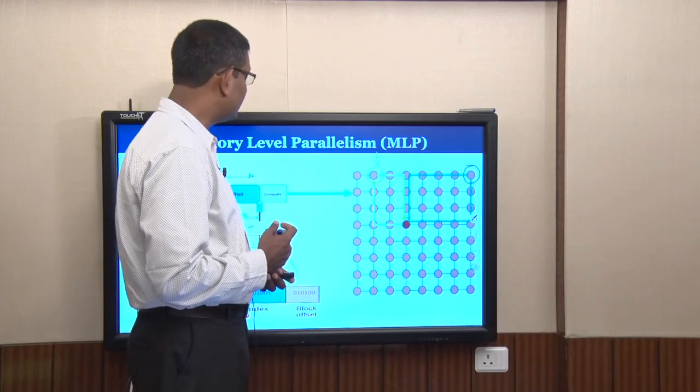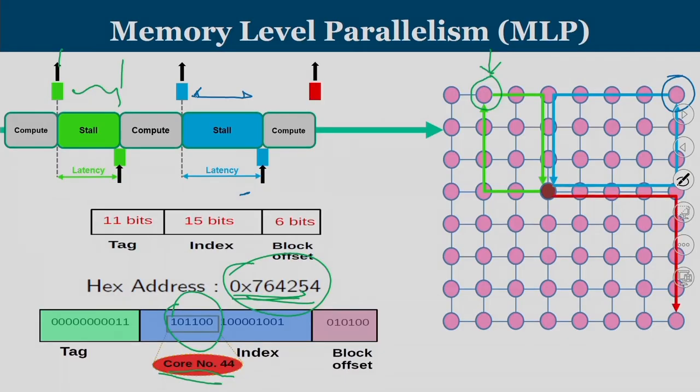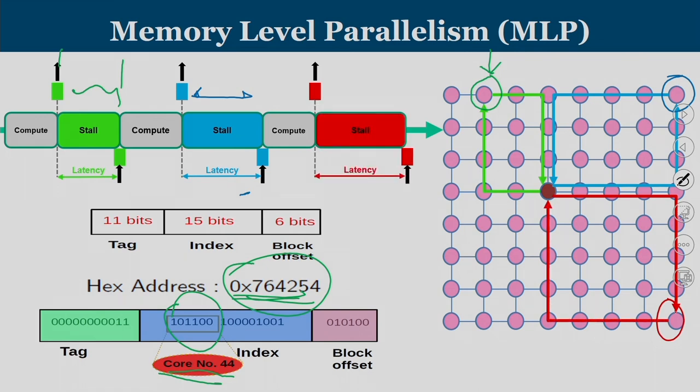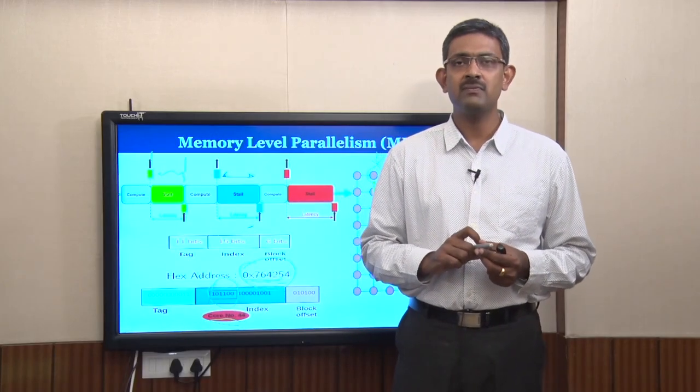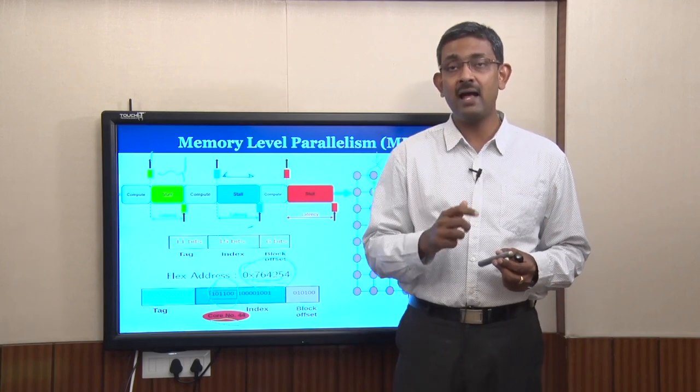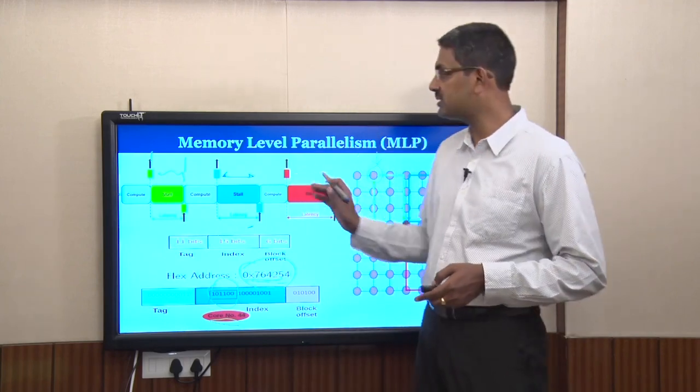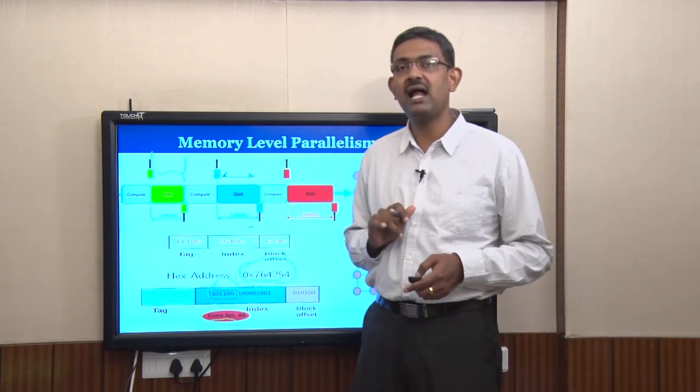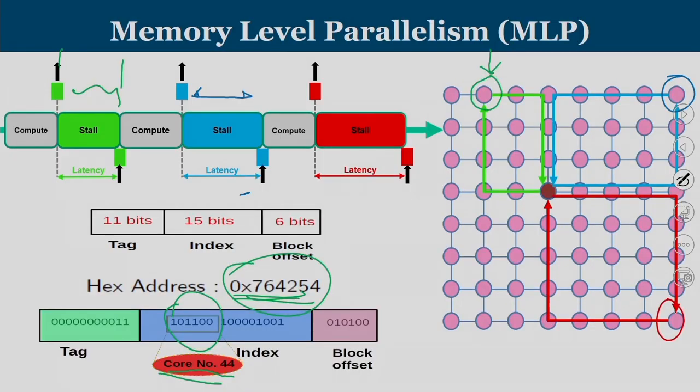Now let us consider that there is one more miss with the red color, which is mapped to the bottom right corner. The packet goes all the way there and comes back. This is a classical case where different addresses create packets to different locations inside your TCMP, some to nearby locations and some to farther locations. In all these cases, the amount of stalling the application had is more or less dependent on the latency. The more hops the misses travel, the more the corresponding application stalls.